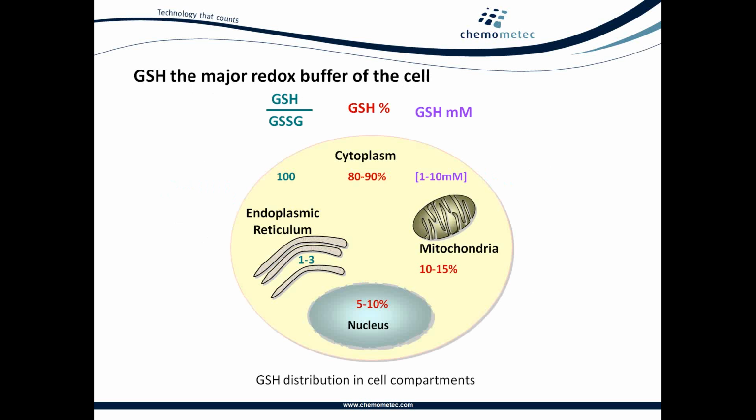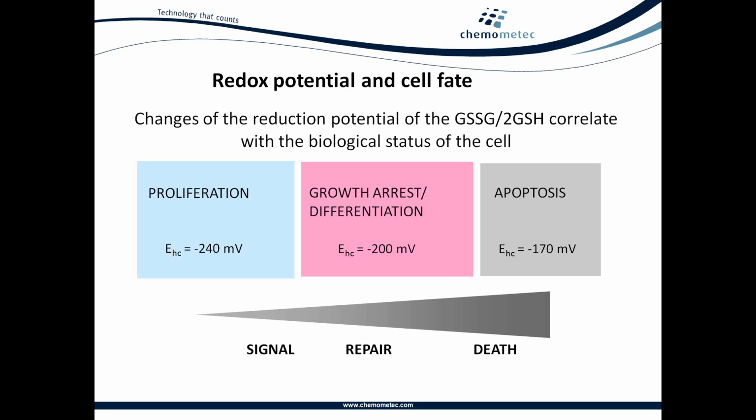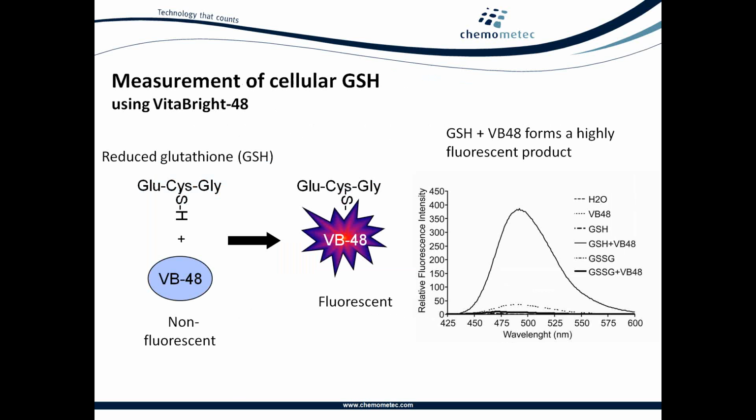The GSH is located mainly in the cytoplasm, and it's mainly in the form of GSH, the reduced form, whereas the oxidized form, GSSG, is more located in the different organelles in order to make disulfide bindings possible. If we go on to look at what happens in proliferating cells in terms of the reduction potential of the GSSG, which is the oxidized version of the GSH, how does that correlate with the biological status of the cells? Cells that are highly proliferating will have a high potential. Whereas if you move toward growth arrest or even apoptosis, the redox potential of the cell will drop. And this is then used by us in order to detect apoptosis.